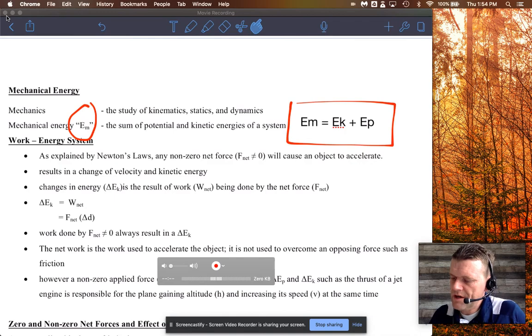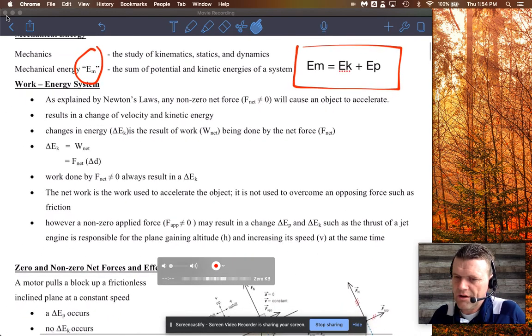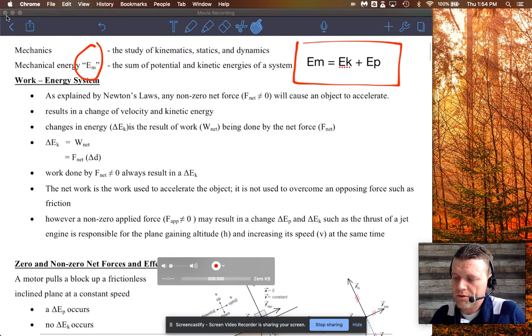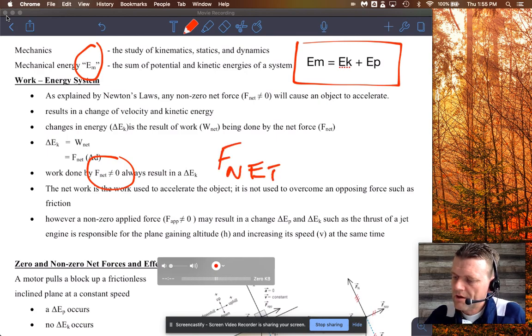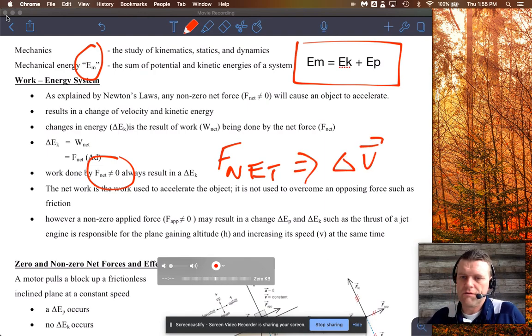So the rest of this is just trying to get you to consider what happens if you do exert a force on an object. Anytime the force is not zero, it's always going to result in a change in the kinetic energy, because if you exert a force on something, it's going to start moving. A net force means there's going to be a change in your velocity for sure. You're going to accelerate.